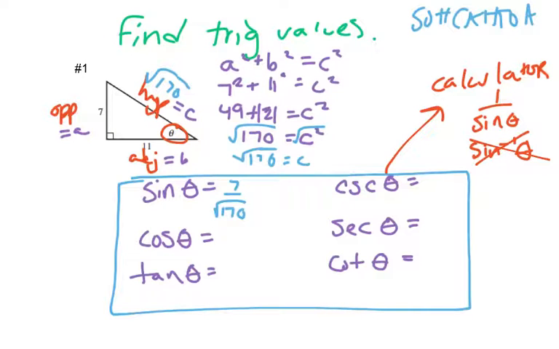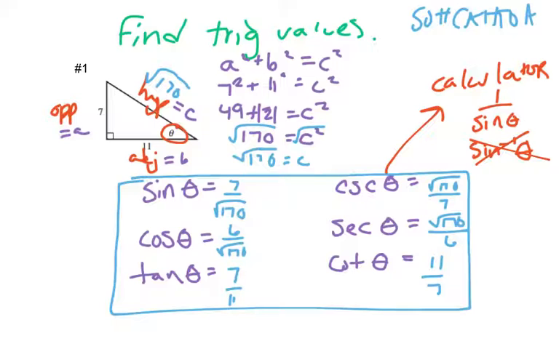The cosecant over here is going to be the flip of that, so you can always just take the time to right away rewrite it flipped. The cosine is adjacent over hypotenuse, and so that's going to be 6 over the square root of 170. And then secant, of course, is the flip of that, so 170 over 6. And then the tangent is opposite over adjacent, so 7 over 11, and then, of course, cotangent is the flip, so 11 over 7.